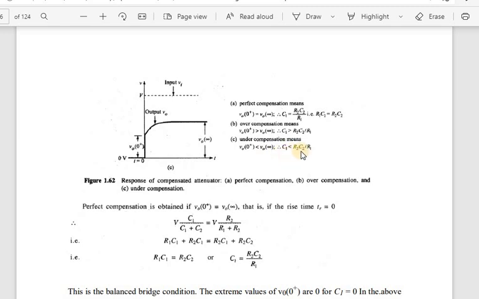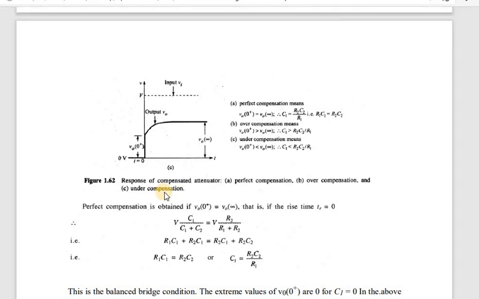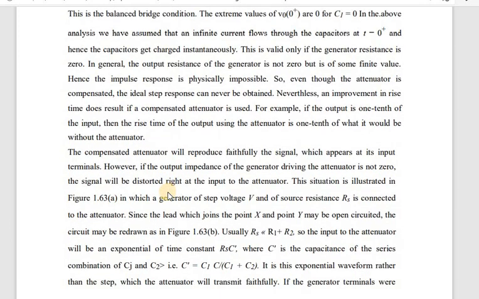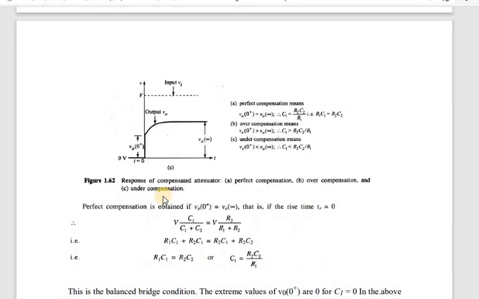So C1 will be less than R2C2 divided by R1 in one case. This is C1 greater than R2C2 divided by R1. Then C1 equal to R2C2 divided by R1. So these are the three conditions: perfect compensation, overcompensation, and undercompensation. Using the bridge balanced condition, we can get all these proper compensations. I hope you are clear with this part.